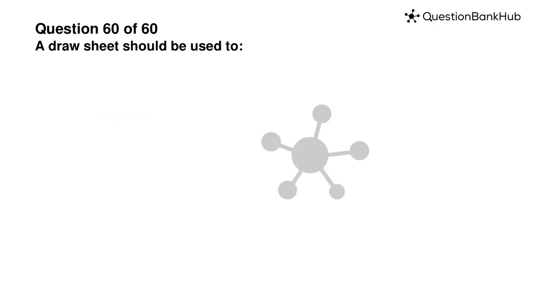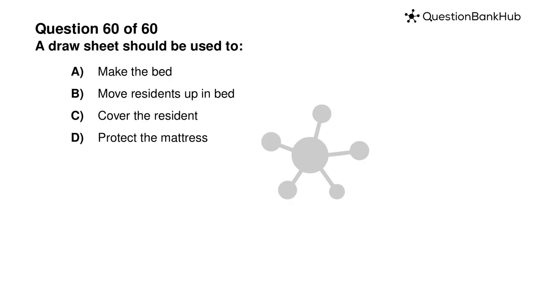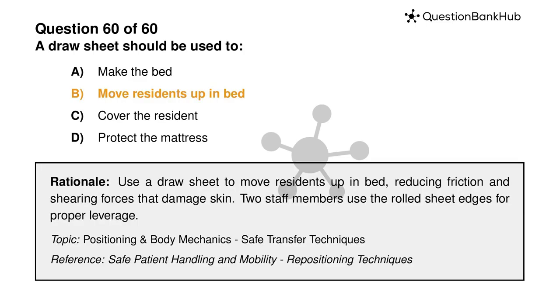Question 60. A draw sheet should be used to: A. Make the bed. B. Move residents up in bed. C. Cover the resident. D. Protect the mattress. The correct answer is B. Move residents up in bed. Use a draw sheet to move residents up in bed, reducing friction and shearing forces that damage skin. 2 staff members use the rolled sheet edges for proper leverage.